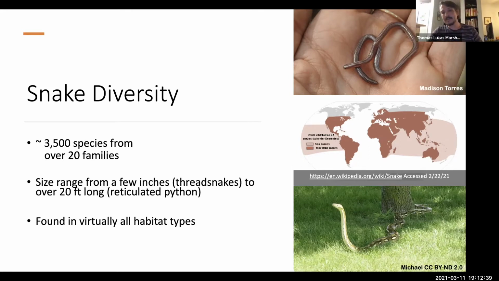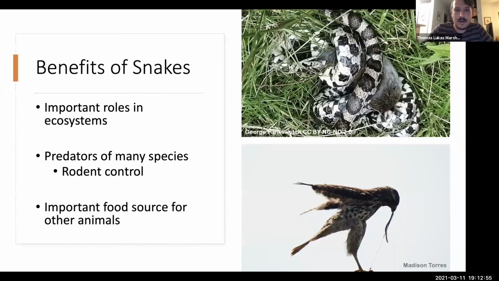And snakes are highly successful, highly diverse, found almost all over the world except for places where it's really cold and certain islands, in virtually all habitats from deserts to tropical rainforests. And in these ecosystems, in these habitats, they provide a lot of services and benefits.